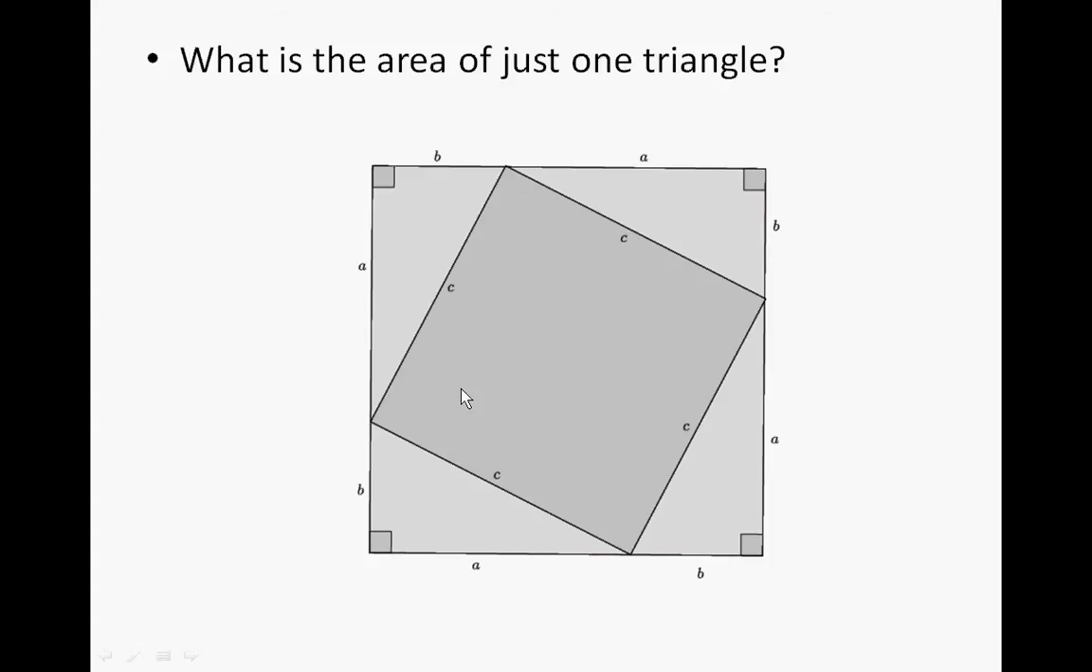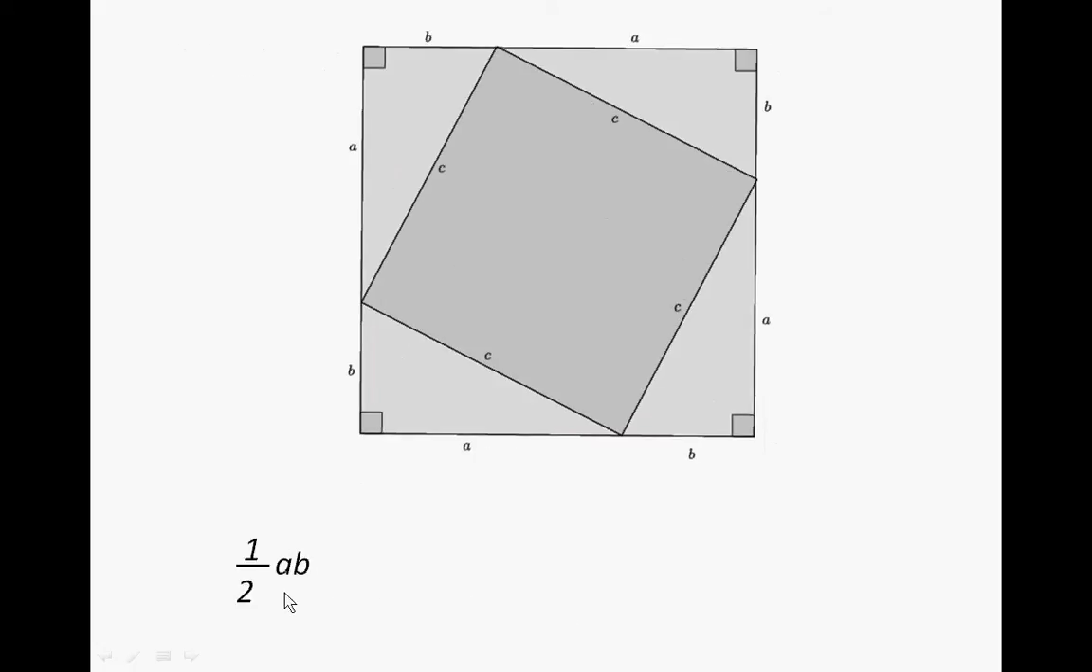What is the area of just one triangle? Well, if the area of a triangle is 1/2 times the height times the base, this would be the height of this triangle and this would be the base. So that would be 1/2 times AB, because A is our base and B is our height.